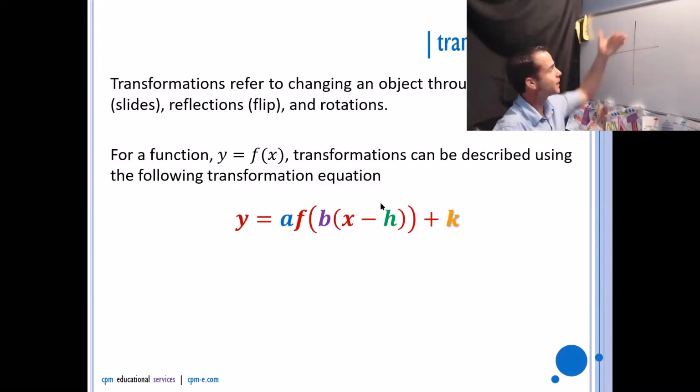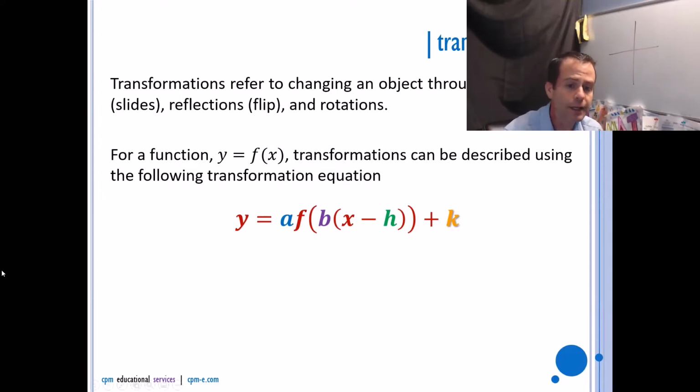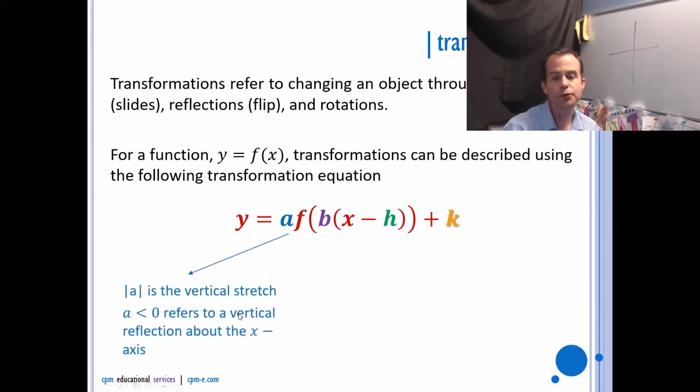Same with a vertical reflection. If I do a vertical reflection, the visual in your head is super, super important. If I do a vertical reflection like that, I'm doing it against the x-axis. So when you're describing these transformations, you need to put all those pieces together. So a would be a vertical stretch by a factor of a about the x-axis, and if a was negative, it would also be a reflection about the x-axis.